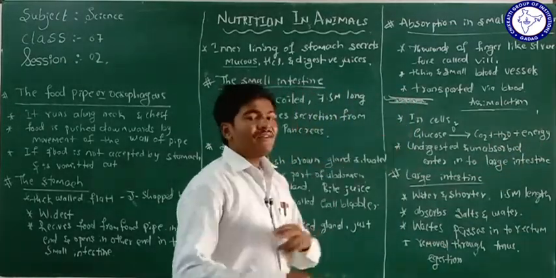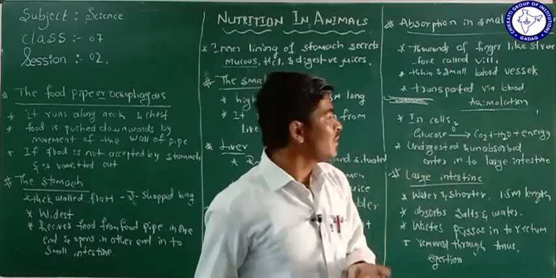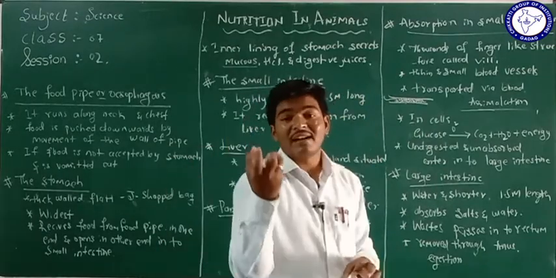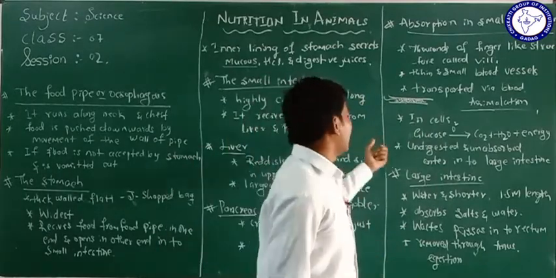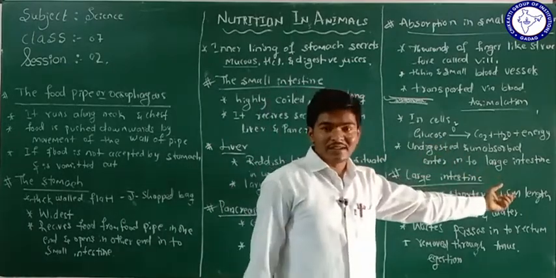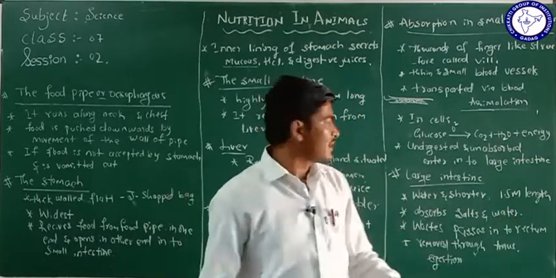After that, some of the food will be digested in the small intestine, but some undigested, that is waste, food is also present. That undigested and unabsorbed food enters into the large intestine. After the small intestine, the food enters into the large intestine.